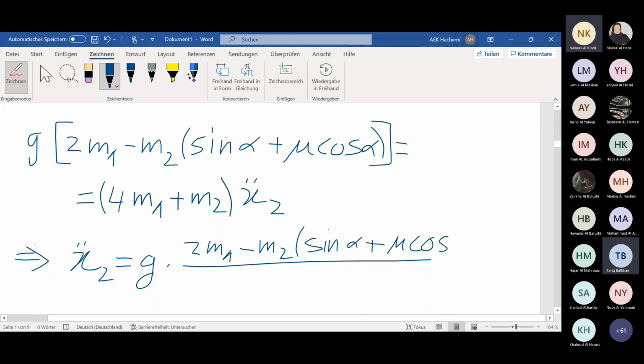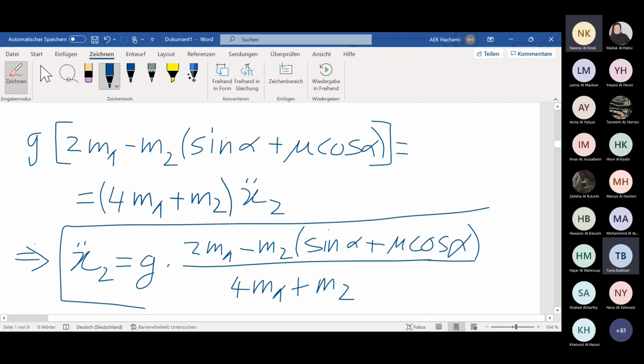cosine alpha and divided by 4 M1 plus M2. Okay, this is the expression which is asked for.